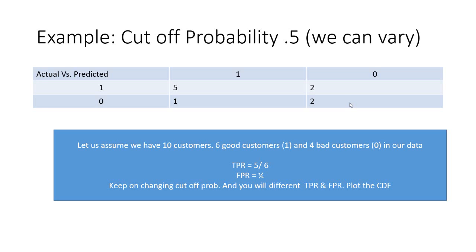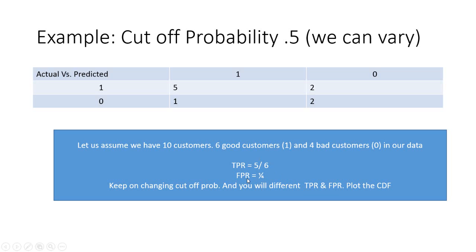From here we will compute what is TPR and what is FPR. TPR, as I said, is true positive, which is 5, by the actual number of positives in our data set. There are 6 positives, or 6 ones, in our data set, as I said in the beginning. So TPR is 5 by 6.